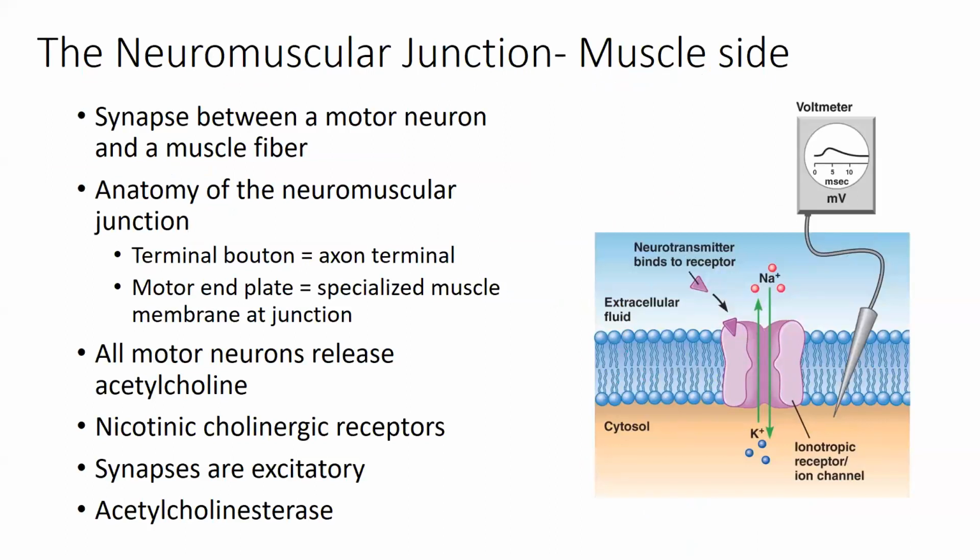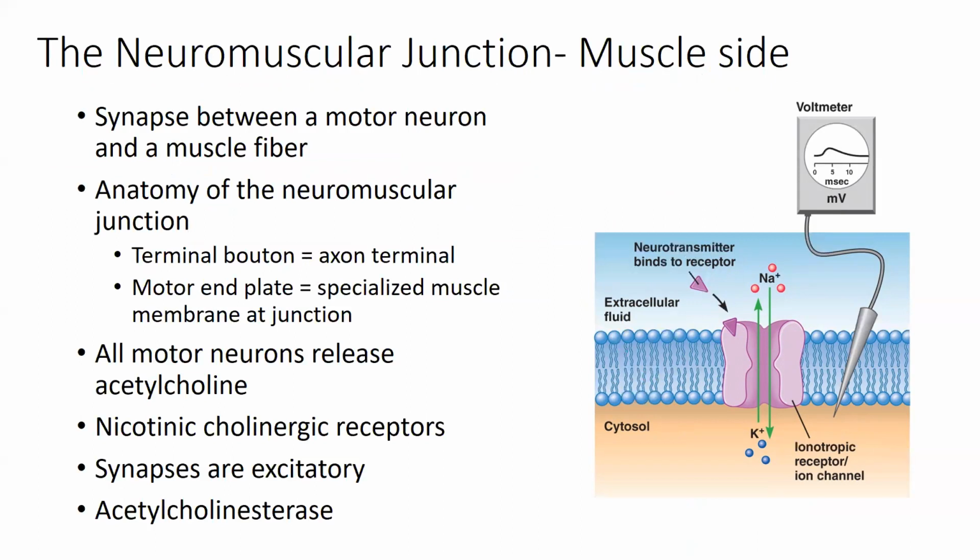Now, when you look on the muscle side, we saw what happened with that motor neuron: an action potential was generated, it propagated down the length of the axon, acetylcholine is released from that axon terminal, and it's going to propagate an end plate potential. On the muscle side it's called the motor end plate. That's where the terminal bouton, the terminal axon of that motor neuron, meets with the muscle tissue.